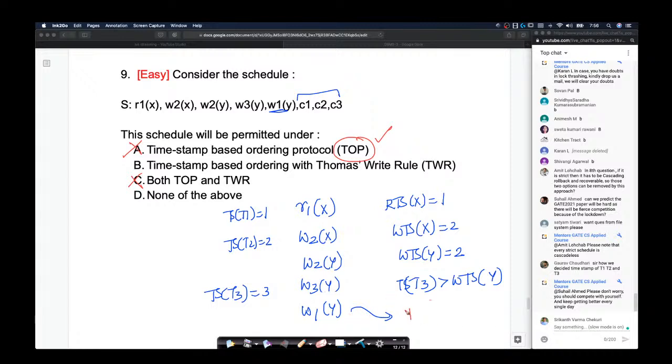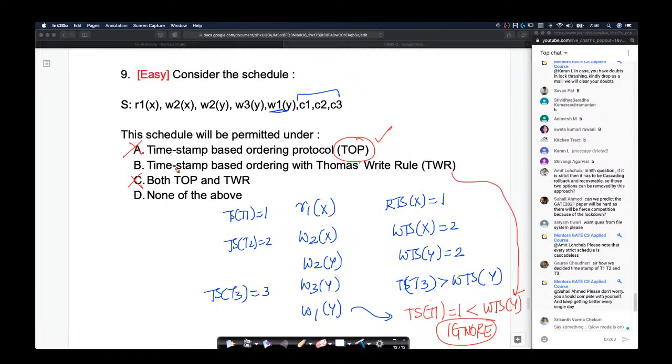Here you have timestamp of t1 equals 1, which is less than the write timestamp of y. What is the write timestamp of y? Write timestamp of y equals 2. So in this condition, what does Thomas Write rule say? Thomas Write rule says if this is the condition, we simply ignore this. That's what Thomas Write rule basically says. Whenever you encounter this, you simply ignore it.